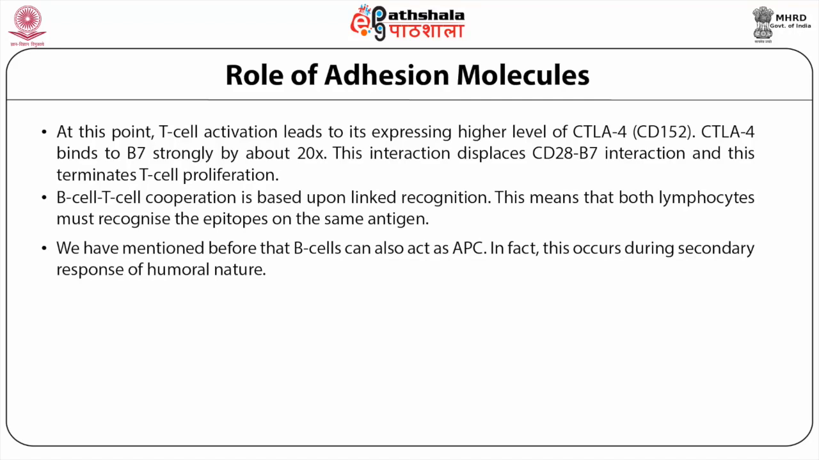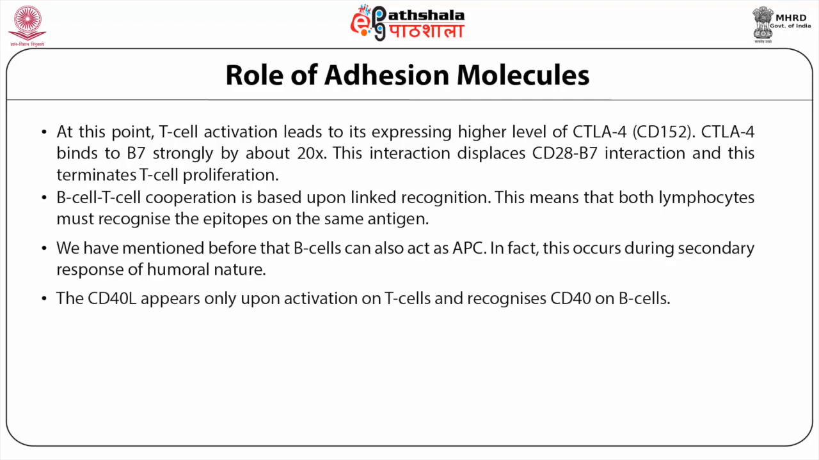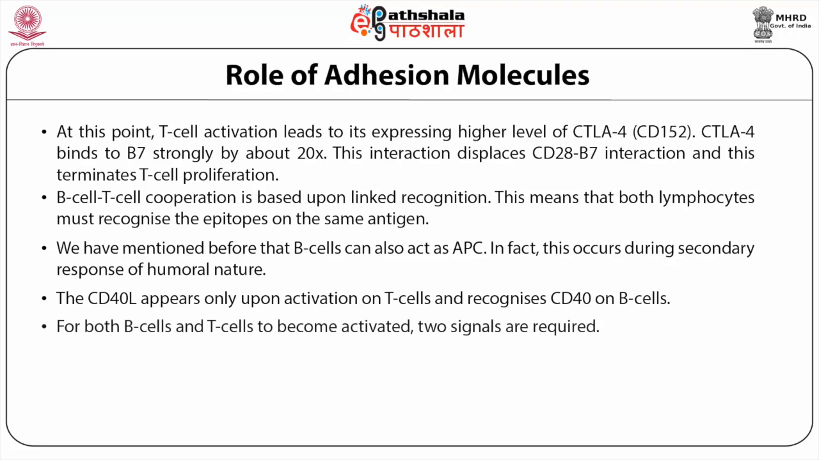The memory B cells act as APC and are able to activate TH cells. As a follow-up, these memory cells receive signals from activated TH cells and become effector cells again. The CD40L appears only upon activation on T cells and recognizes CD40 on B cells. Help from TH cells for B cell proliferation, becoming either plasma cells or memory cells, is critically dependent upon the CD40L-CD40 pair. For both B cells and T cells to become activated, two signals are required.